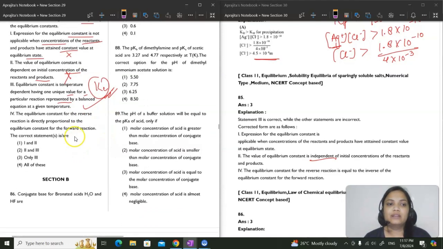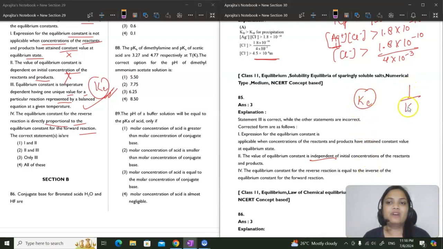Next is the fourth statement: the equilibrium constant for the reverse reaction is directly proportional to the equilibrium constant for the forward reaction. Actually it will be the inverse. The equilibrium constant for the reverse reaction is equal to the inverse. Like if it is Kc for the forward reaction, it will be 1 by Kc for the backward reaction. So they are not at all directly proportional. So this is also wrong, which means only the third statement is true.